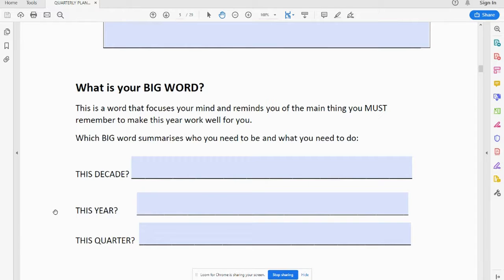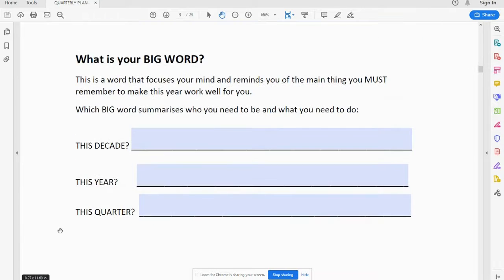I refuse to lay down. I refuse to let anything defeat me, the challenges to be overcome. So that's my word for the year. What's yours? And then your word for this quarter, for this next quarter that we're moving into. What's your word for that?